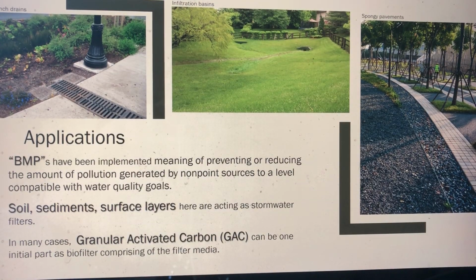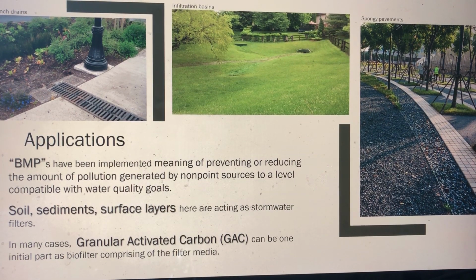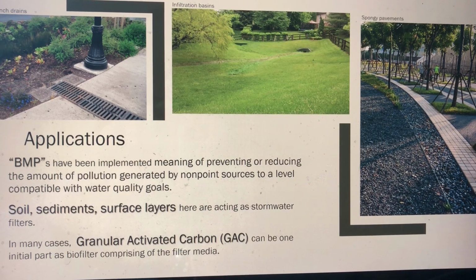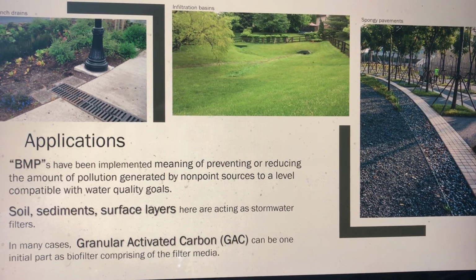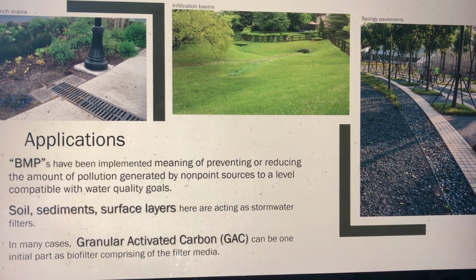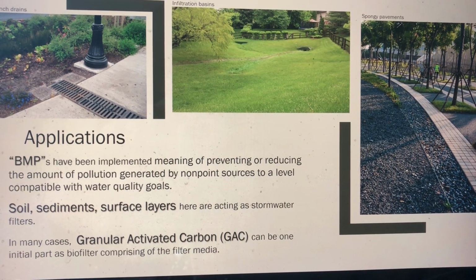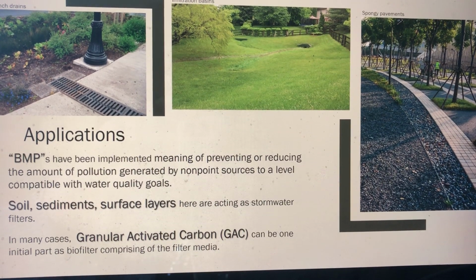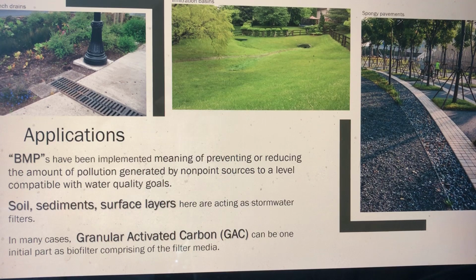Luckily, the government has already implemented many kinds of best management practices to at least try to solve these problems, like, as you can see here, trenches, infiltration basins, spongy pavements. They are pretty common in our daily life, huh? You may not pay much attention to them, but they are meant to prevent or reduce the pollution generated by non-point sources in urban areas.